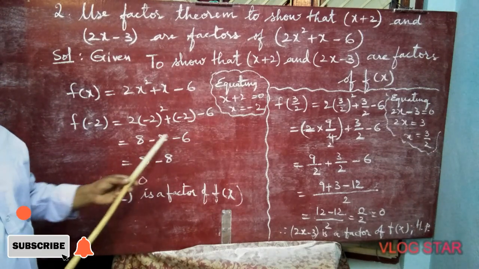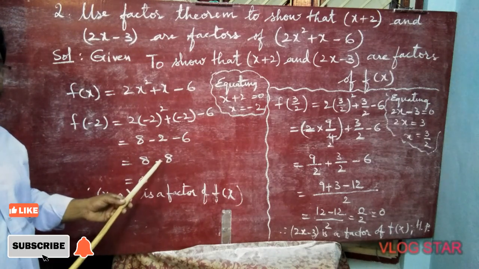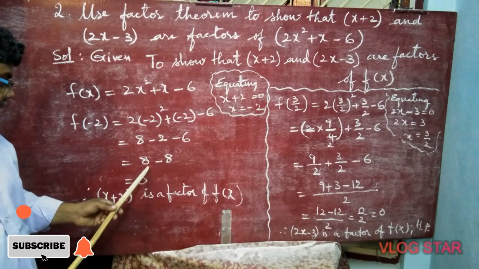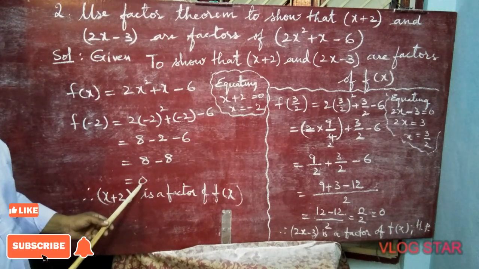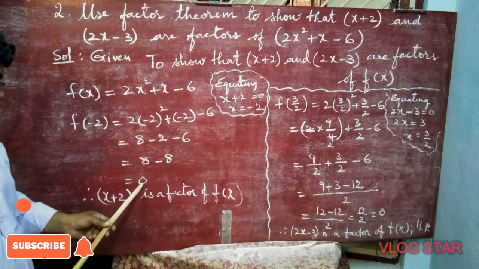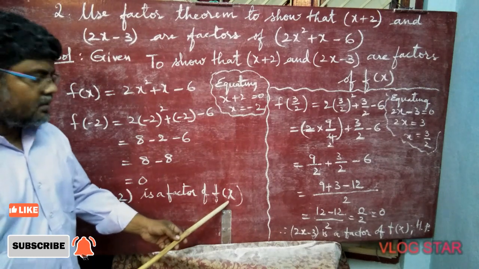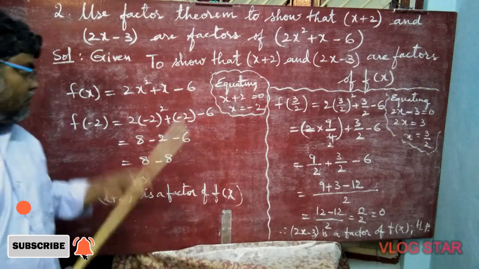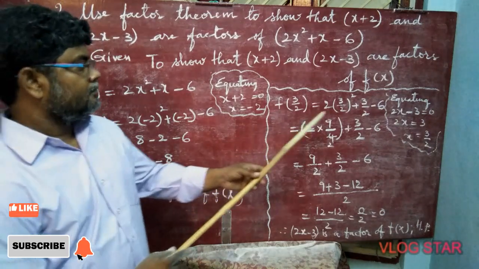Both are having the same signs. Same signs, you have to add and write the same sign. So 8 minus 8 is equal to 0. 8 minus 8, we got 0. When we get 0, therefore x plus 2 is a factor of f of x. So one factor we proved. Coming to the second one.